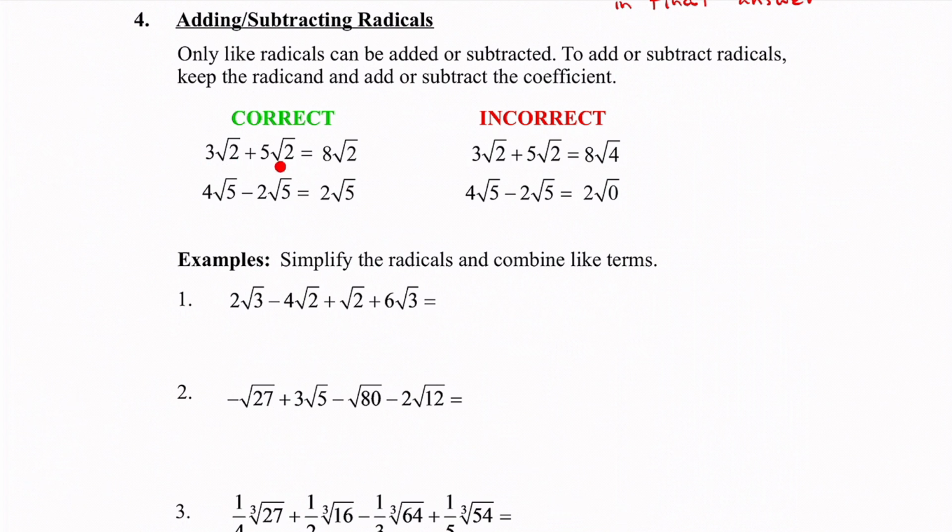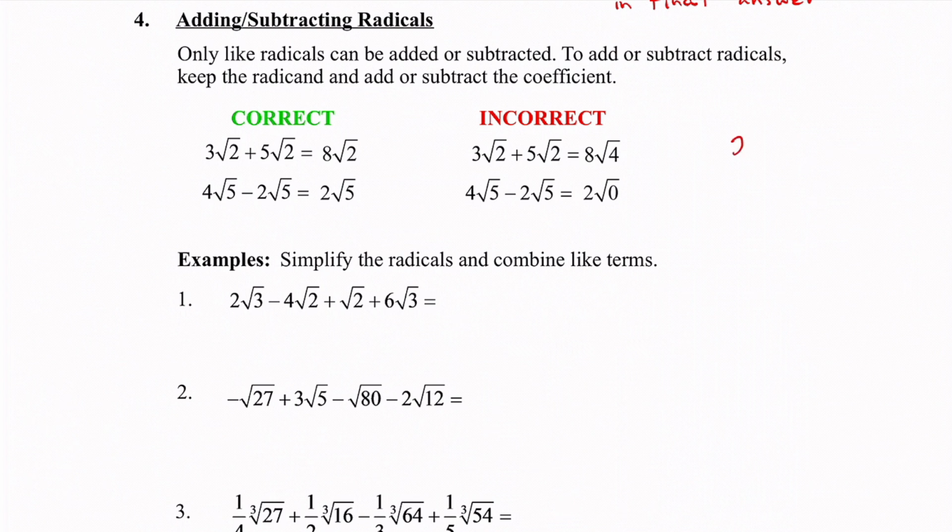We got a root 2 and a root 2. So here we have 3 root 2's and then we add 5 root 2's. So total I have 3 plus 5, we have 8 root 2's. Okay? What you do not do is add the 2 coefficients and get 8 and add the radicand, 2 plus 2, you get 4. You do not do that. That is wrong. So the radicand inside there stays the exact same.